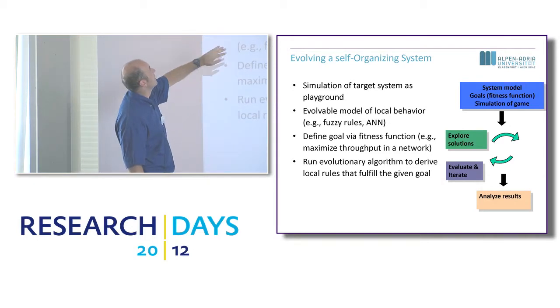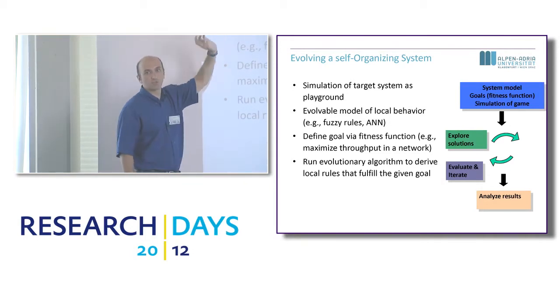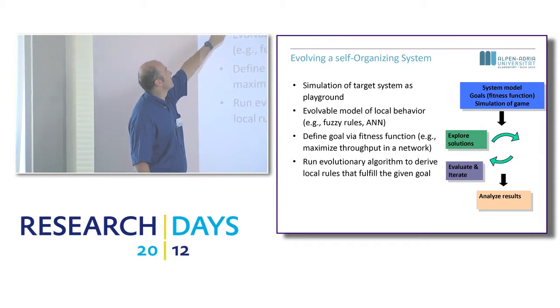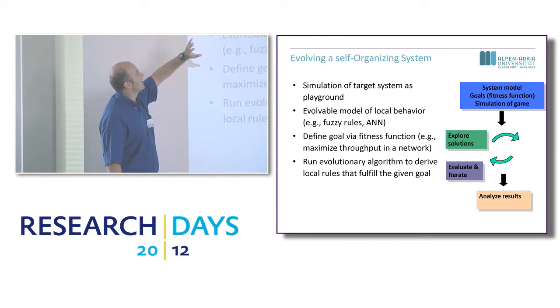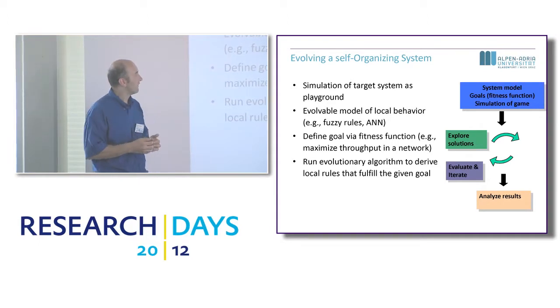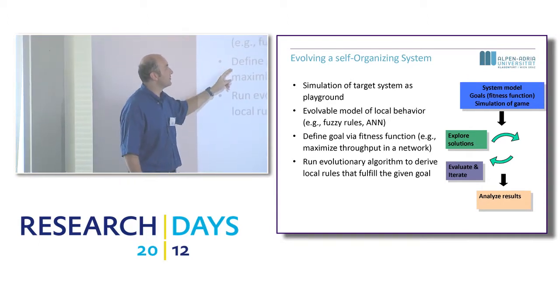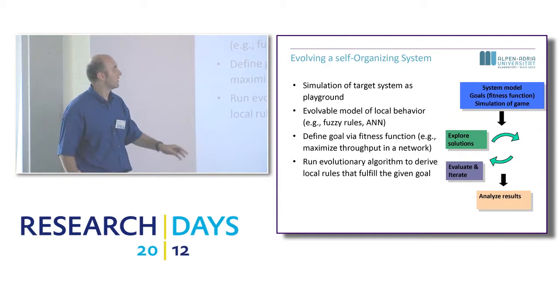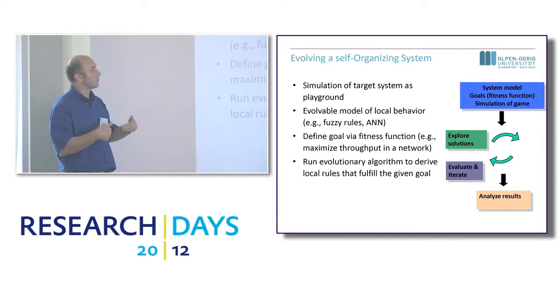Our evolutionary approach works in a way that we simulate our target system as kind of a playground, a kind of test system. And then here we define the agents. And then we evolve the behavior for the agents in order to do what the overall system should do. For this, we have to define a fitness function. So when we run a simulation, we need to know how close we are to the intended behavior. This fitness function gives some feedback. And then an evolutionary algorithm sorts out the better solutions, gets rid of the worse solutions, and out of the better solutions, new solutions are created, which hopefully come closer to the intended behavior.